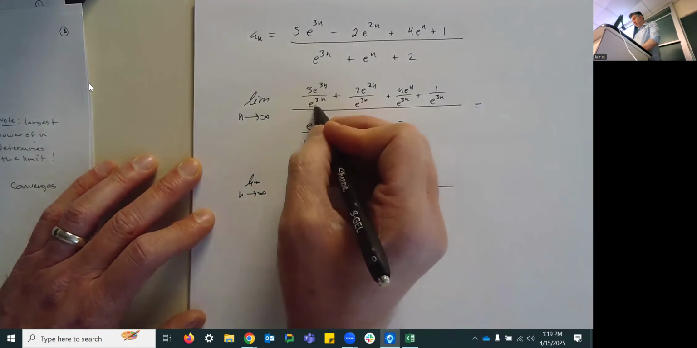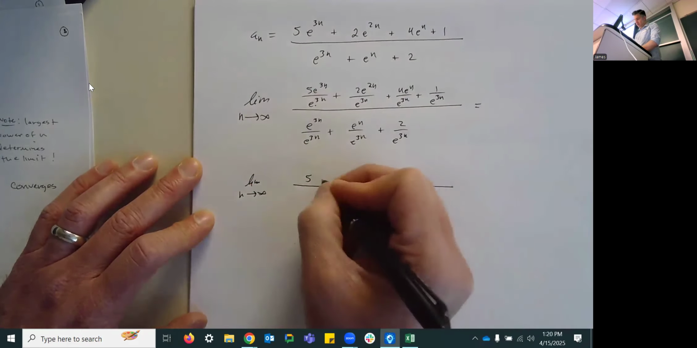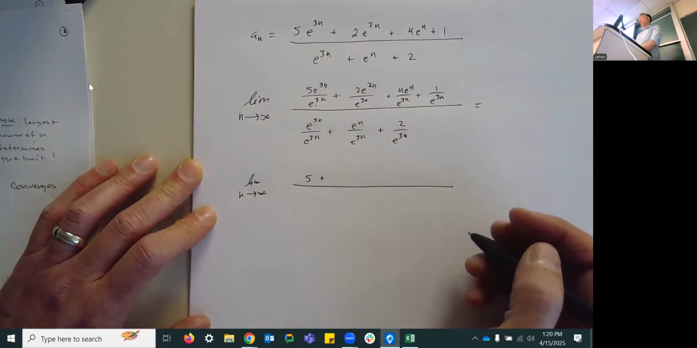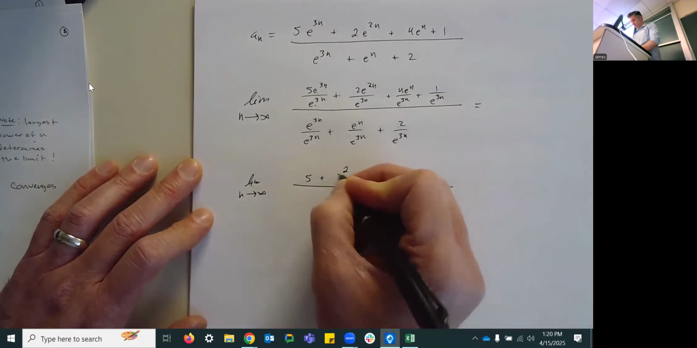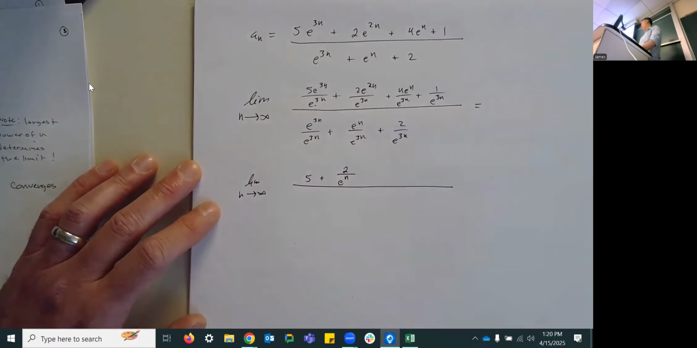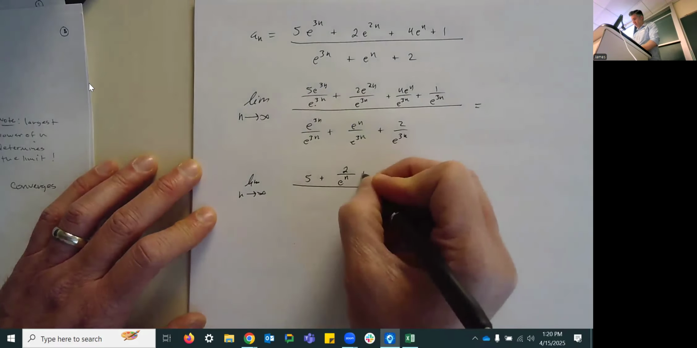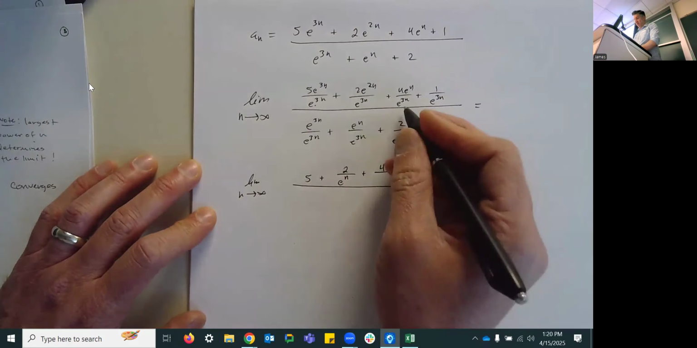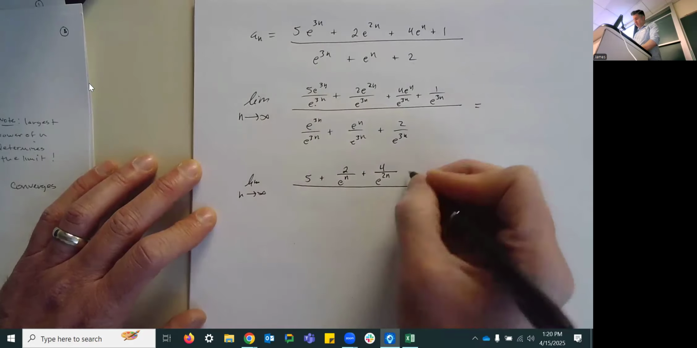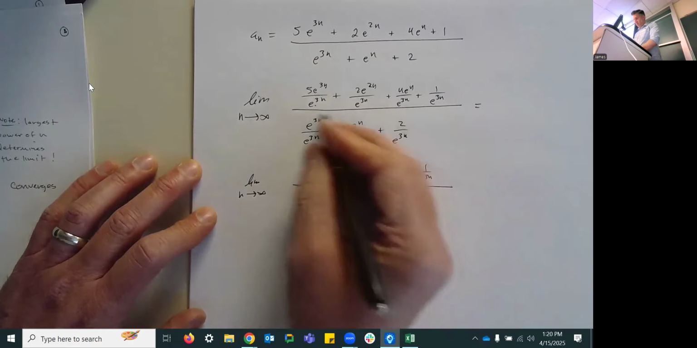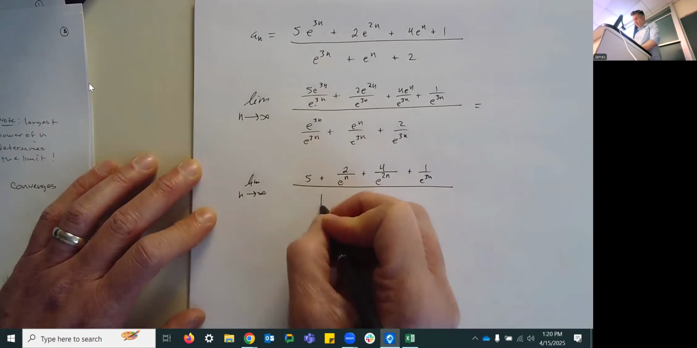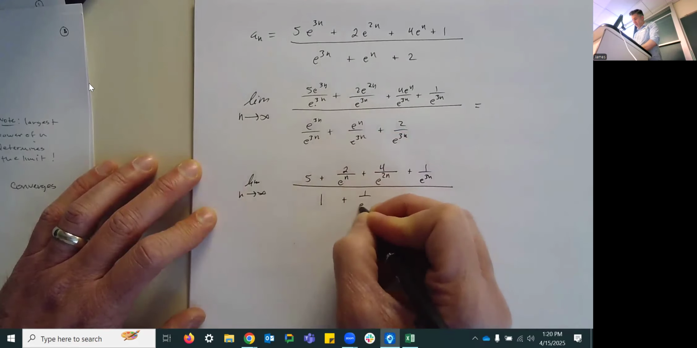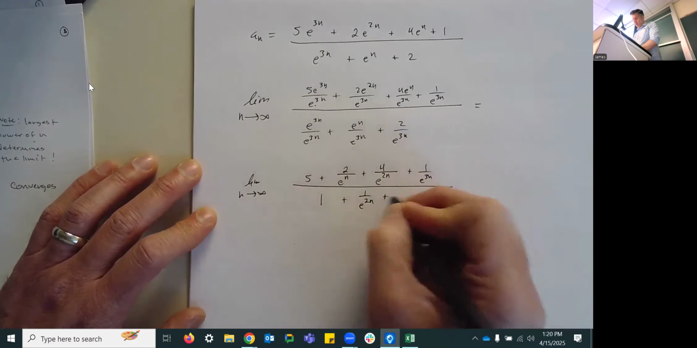e^(3n) divided by e^(3n) is 1. So we get 5 times 1. e^(2n) divided by e^(3n), you could subtract the powers and get e^(-n), or preferably, you could write it as 2 over e^n. That's what I would choose to do. For the next one, same sort of deal. You can bring this e^n down to the bottom as e^(-n), and then e^(3n) times e^(-n) is e^(2n). And then we have a 1 for e^(3n). Similar thing for the bottom. That divided by that is 1. e^n divided by e^(3n) is e^(-2n), or 1 over e^(2n). And 2 over e^(3n) is 2 over e^(3n).